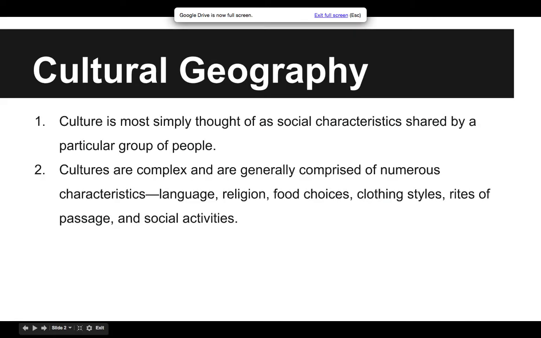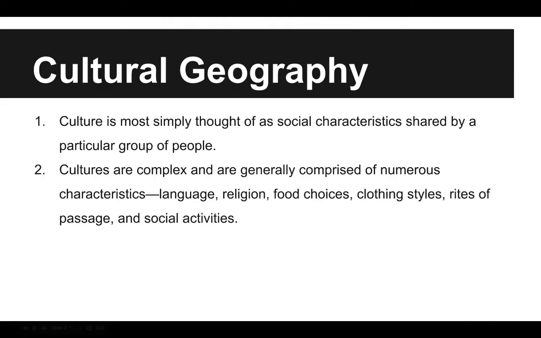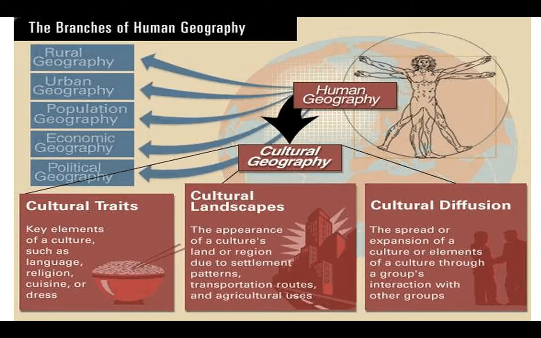And I want to start by focusing on cultural geography, which is simply thought of as the social characteristics shared by a particular group of people. Cultures are complex and are generally comprised of numerous characteristics, which include language, religion, food choices, clothing styles, rites of passage, and social activities.